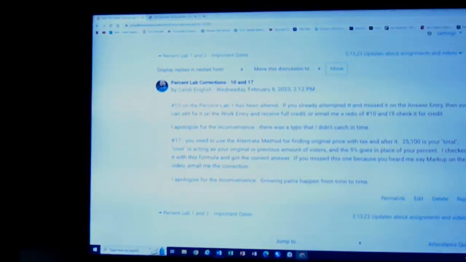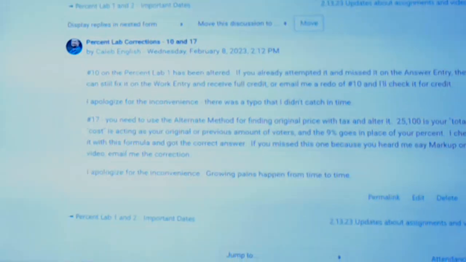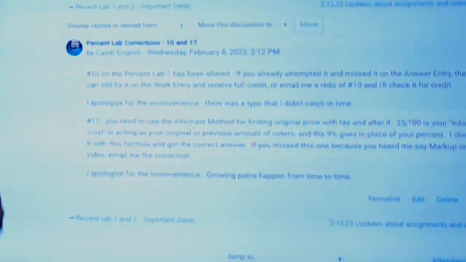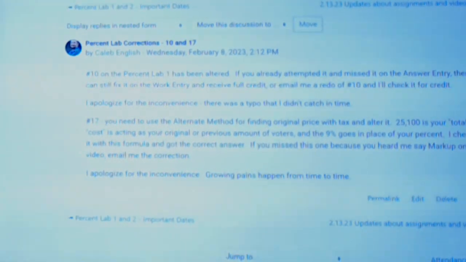But if you had already turned it in, then you were kind of stuck because you couldn't go back on your answer entry and fix it. Now, if you hadn't done your work entry yet, you could have fixed it there. And I would have caught it and fixed your answer entry for you. But if you had already turned them both in, I told you that if you missed it because the right answer at the time wasn't present, email me the corrections and I'll count it for you. I've already had a couple of folks from the online section do that. So if you need to do that as well, please do.